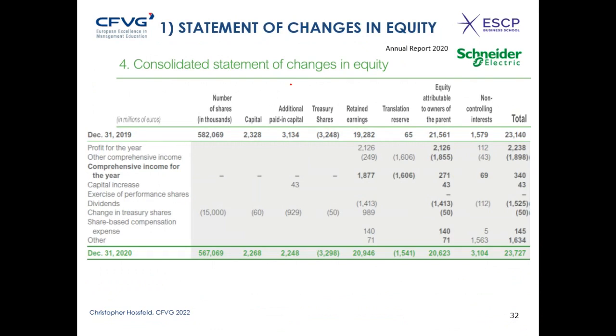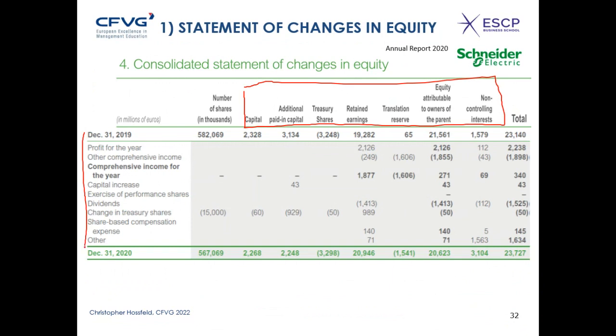The structure of the statement of changes in shareholders' equity is always the same. Here in the different columns, we have the different line items of equity: capital, additional paid-in capital, retained earnings, and so on.